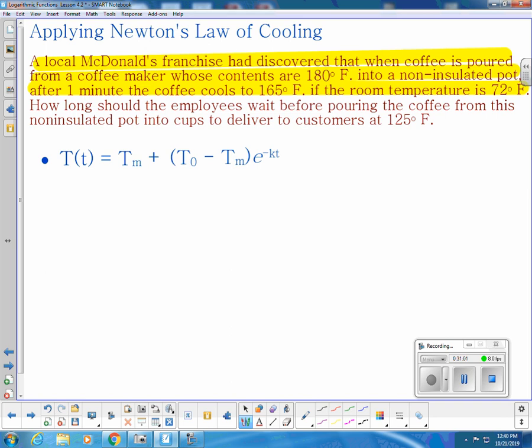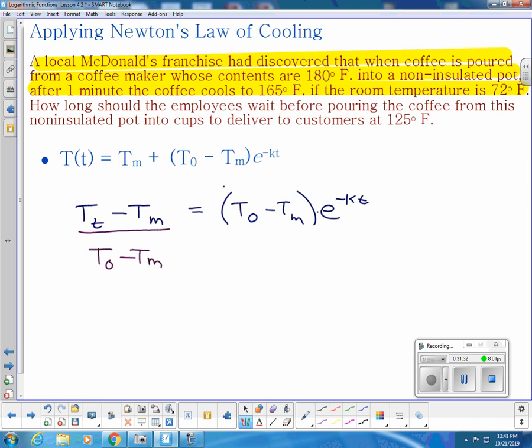So what's my first thing? We got to subtract T sub m, right? We got to get to the base. So how do we get rid of the parentheses, guys? We want to get the e by itself first. Divide it. That cancels this guy, right?